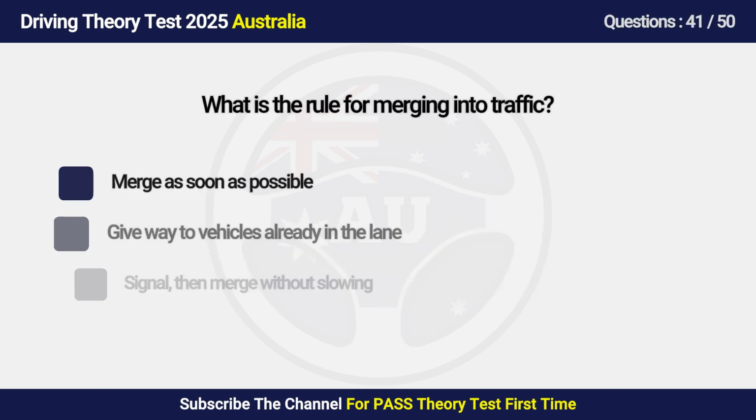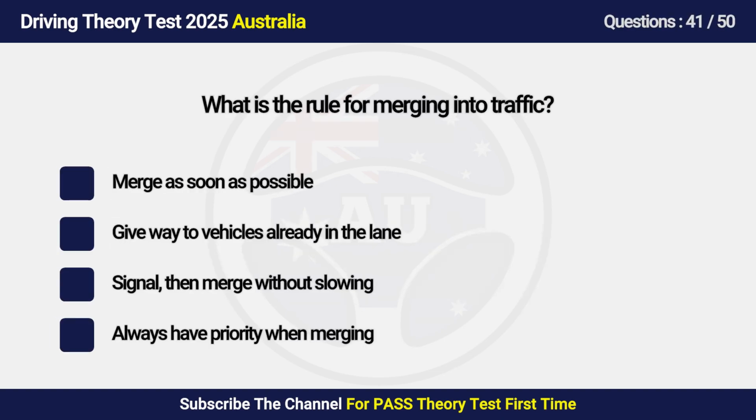Question 41. What is the rule for merging into traffic? A. Merge as soon as possible. B. Give way to vehicles already in the lane. C. Signal, then merge without slowing. D. Always have priority when merging.